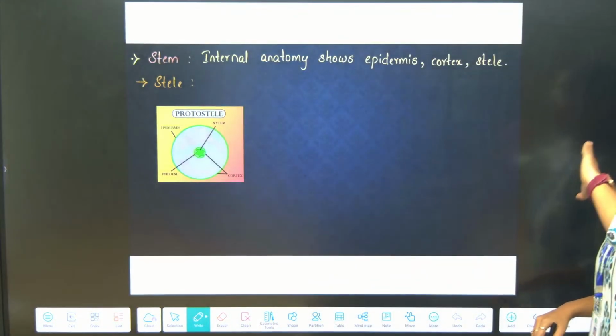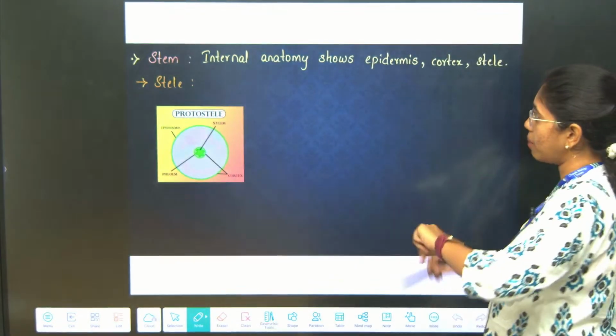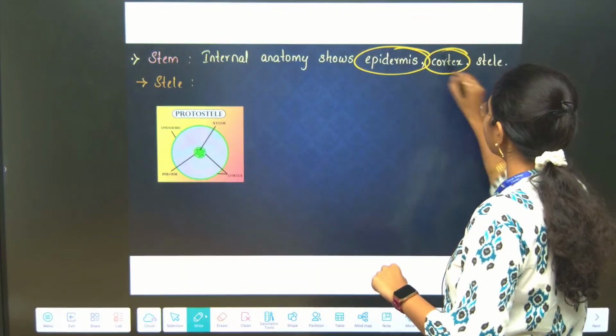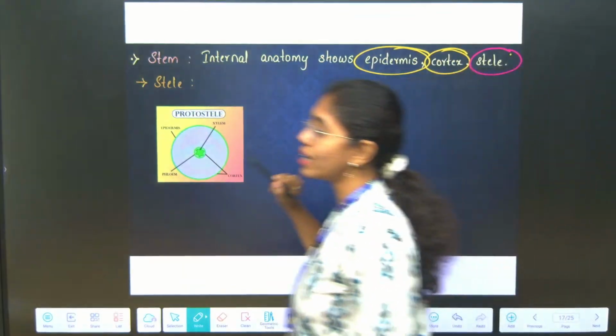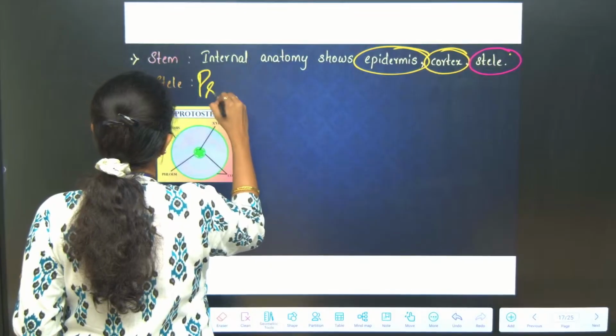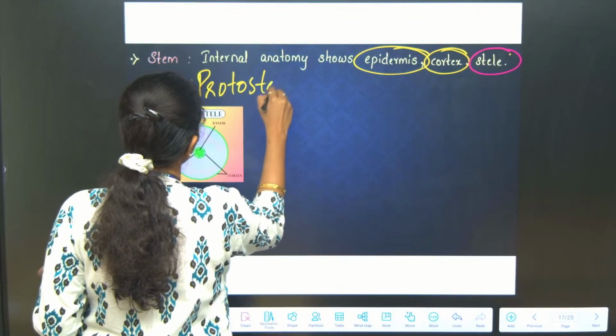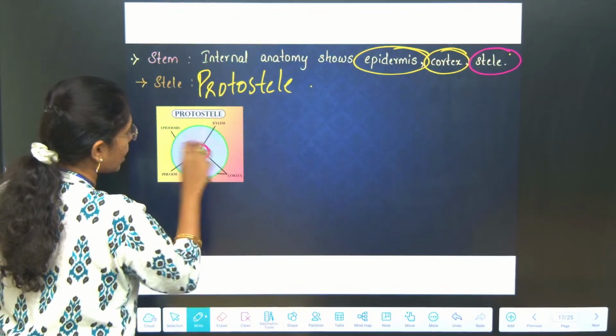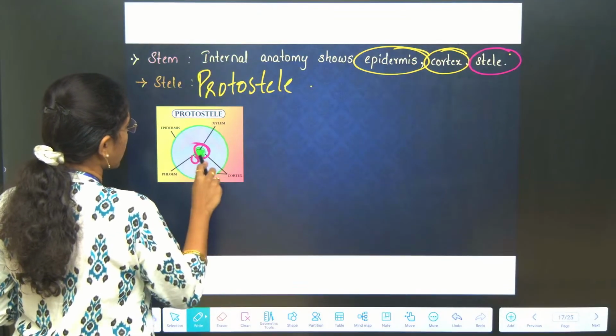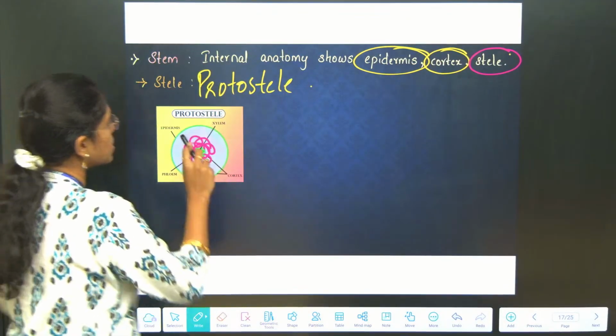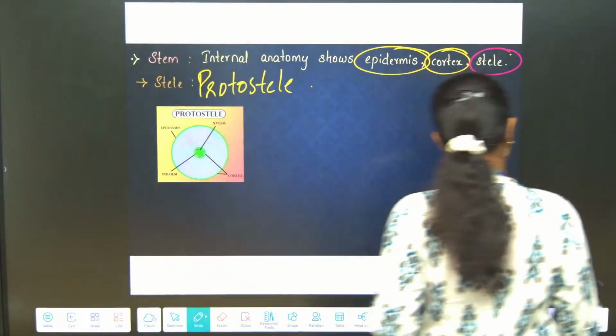Next, stem. Internal anatomy of stem shows epidermis, cortex and stele. And stele is very simple, primitive stele, that is protostele. Protostele, where at the center xylem will be there. Xylem is surrounded by phloem. Okay, this is the primitive stele, that is protostele.